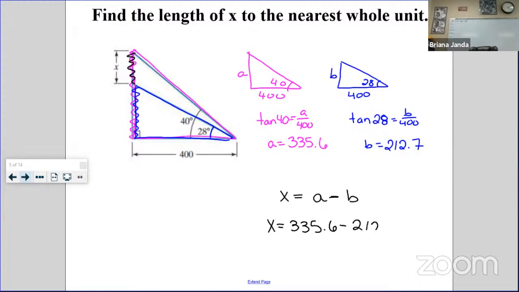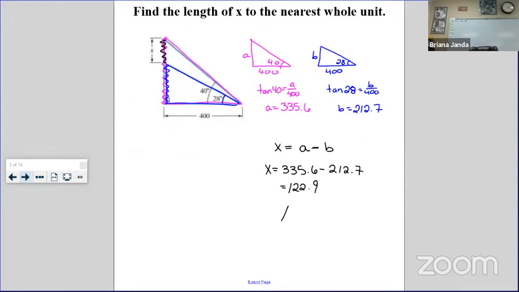So solving for X, find the difference. 335.6 minus 212.7 gives us 122.9. And again, they said to round to the nearest whole unit, so 123.